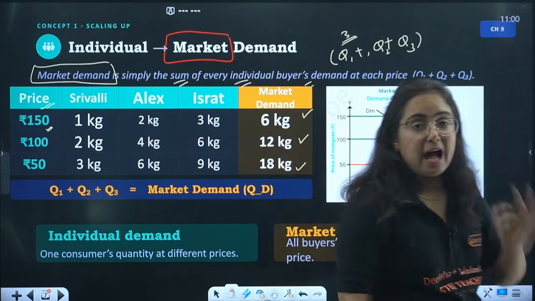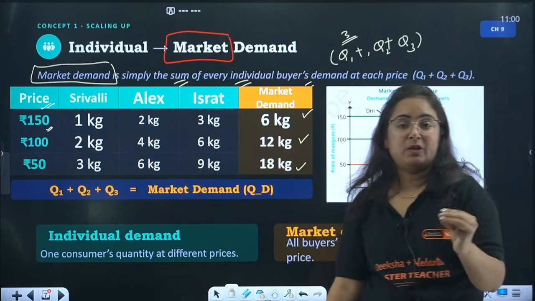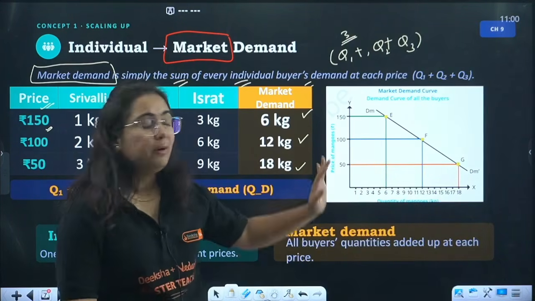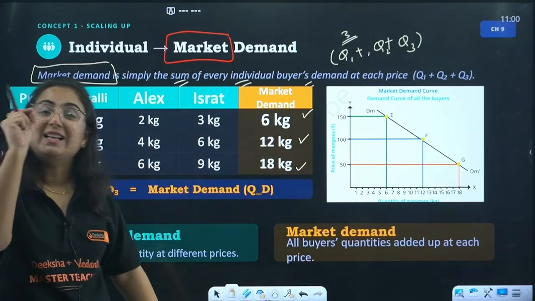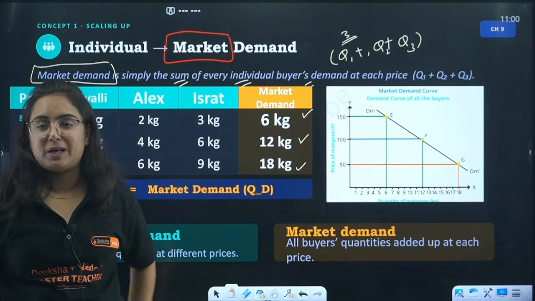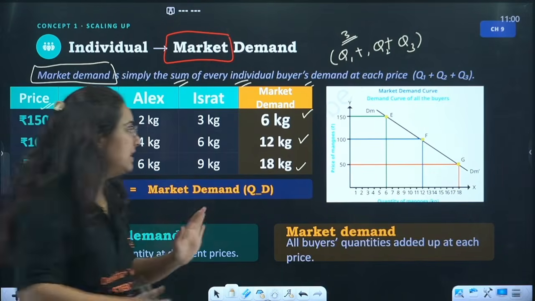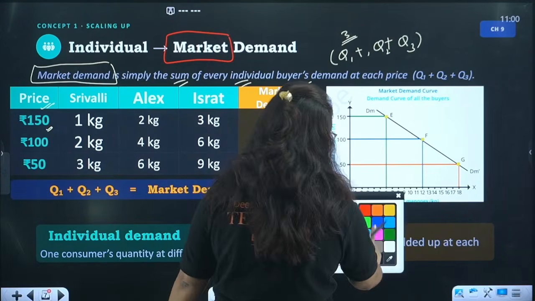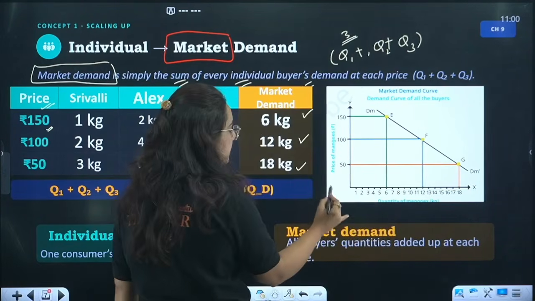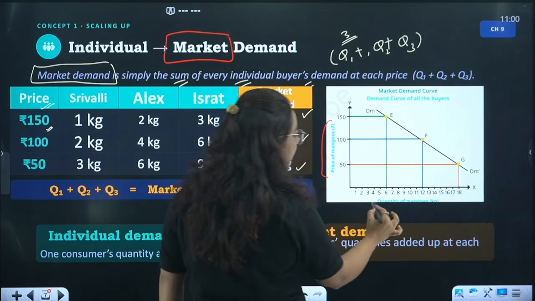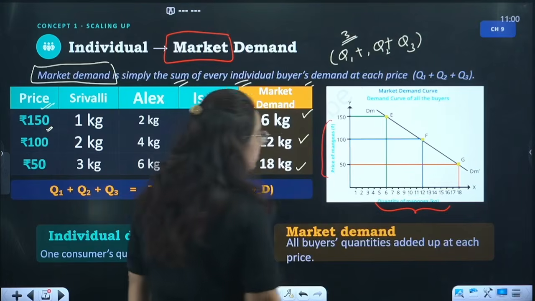Now, we have to analyze the market demand, the same as we did the individual demand, with the help of this graph to understand the curve of the demand. To understand what, bacha? The curve of the demand. So now let's go and draw this graph, x-axis and y-axis. On y-axis, prices of mangoes are written. On x-axis, quantities of mangoes are written.